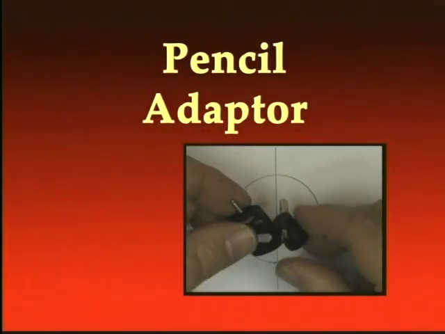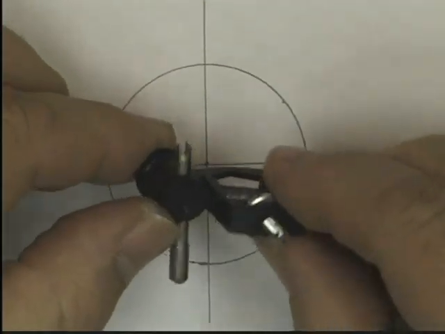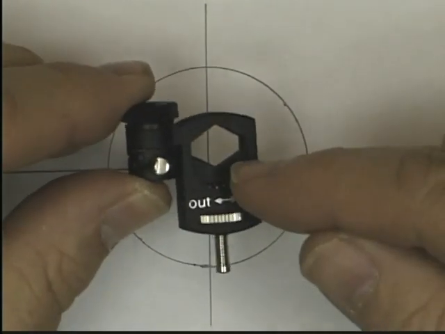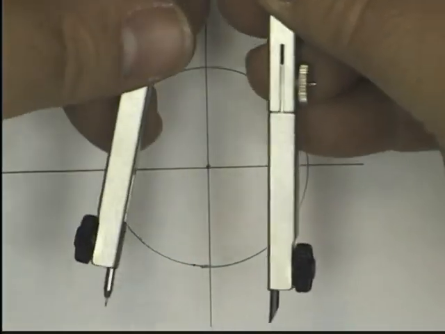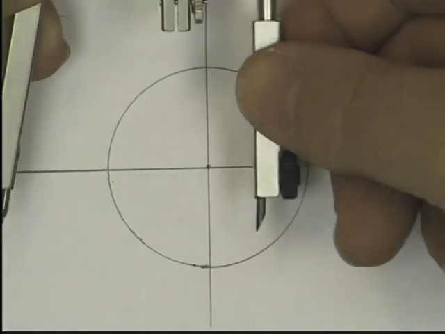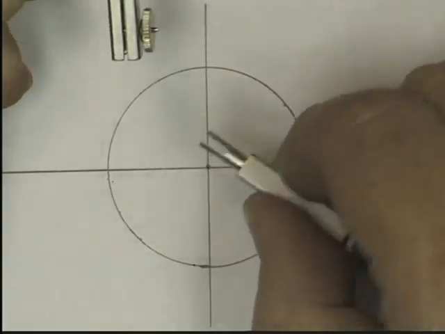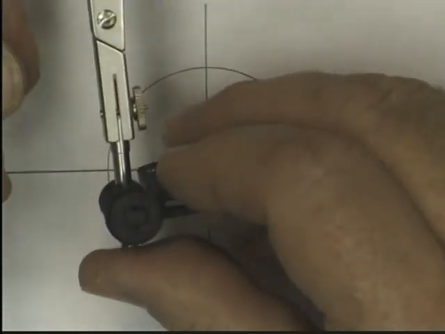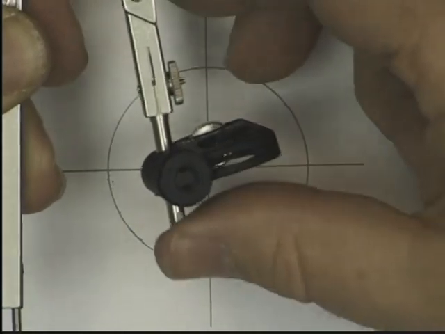Here's a little adapter that our friends at Hurley sell. You notice that it has this little bar with a groove on it, and then it has this little slot. There are some compasses that allow you to unscrew this thing and take out the part that holds the lead. You notice that that has a little groove with a slot. And that's designed so that I can put this adapter in there in place of the lead.